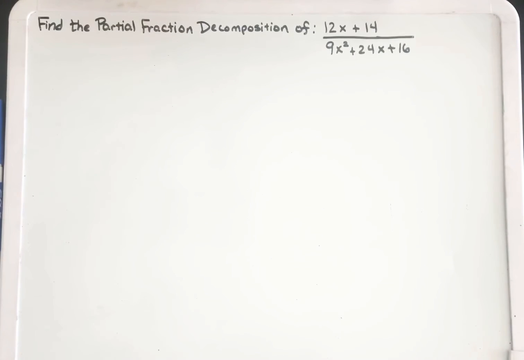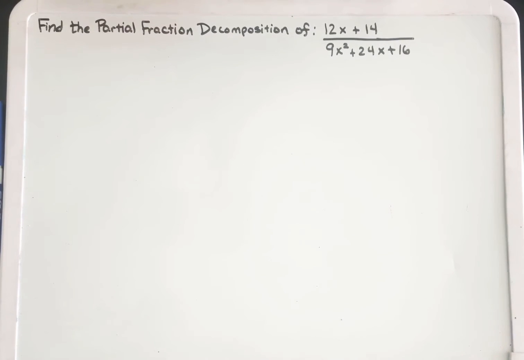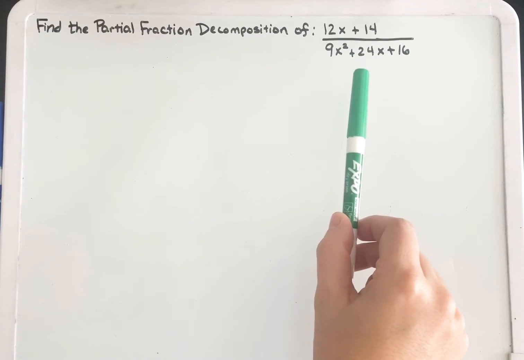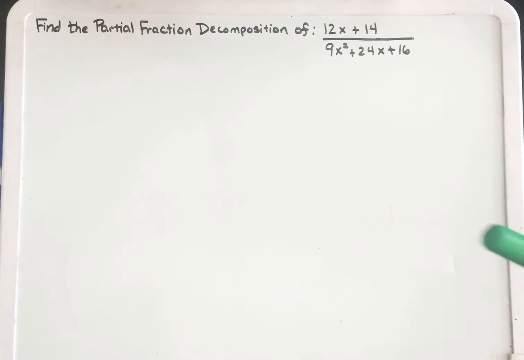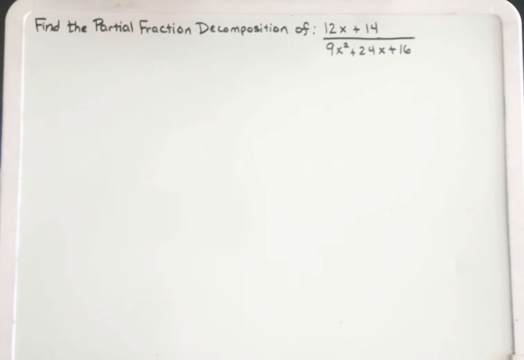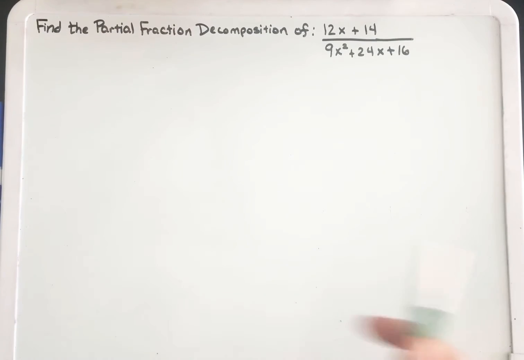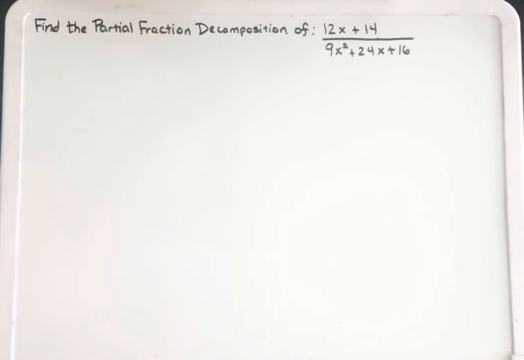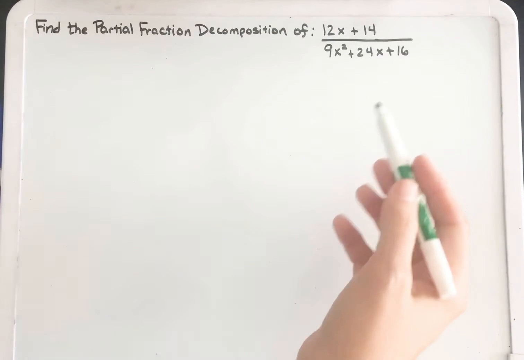Hi class, I wanted to do an example of how to find a partial fraction decomposition when you're given a rational expression like 12x plus 14 over 9x squared plus 24x plus 16. So remember that what we're trying to do here is rewrite this rational expression that's kind of complicated right now as a sum of more simplistic, more basic partial fractions. And so you're basically doing the opposite procedure of combining fractions with addition using a least common denominator, and instead you're breaking it apart into where it could have come from.